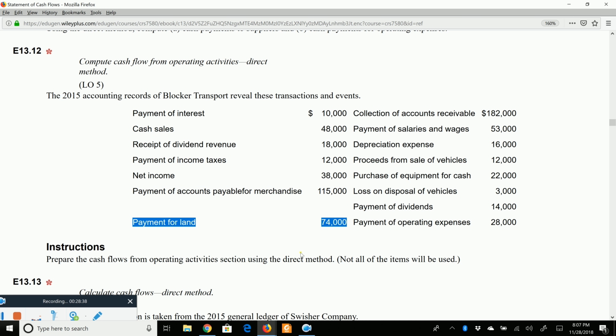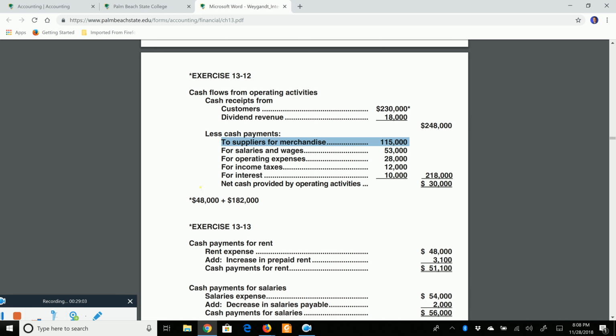Okay, next, payment for land. Land is a long-term asset. That's an investing activity. So that would not be part of the operating section. We already talked, so we'll come to the next column. We already talked about collecting of receivables. Next, we paid salaries and wages to our employees. That is part of normal everyday operations. That would be a cash outflow of $53,000. That is this next number here for salaries and wages.